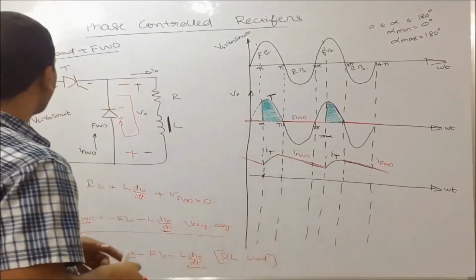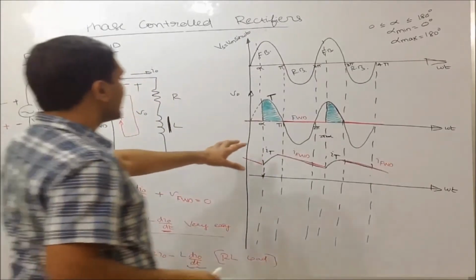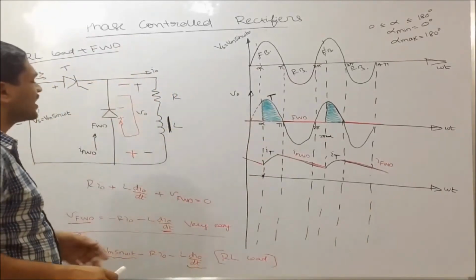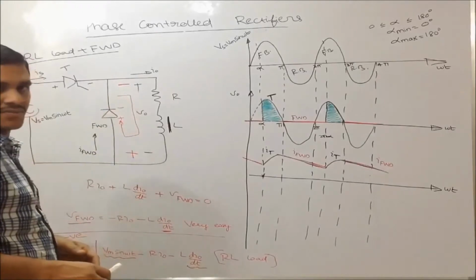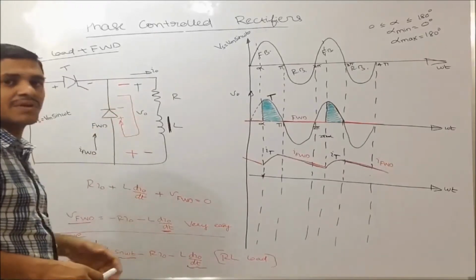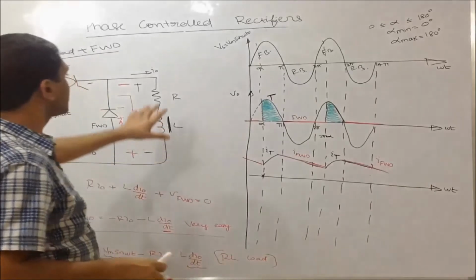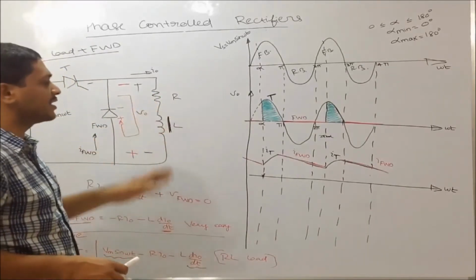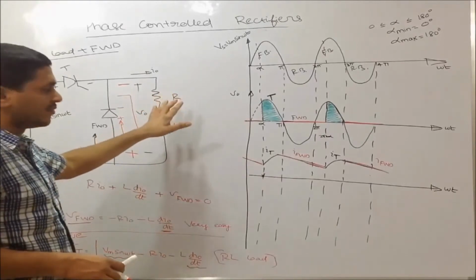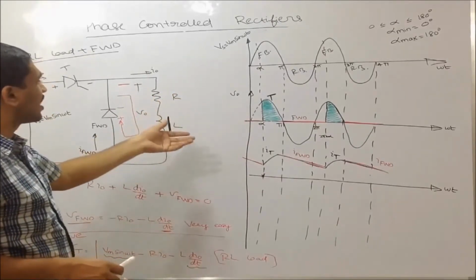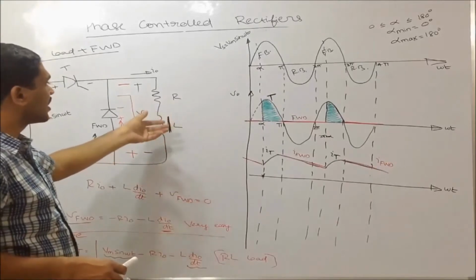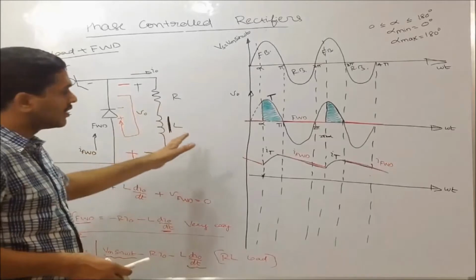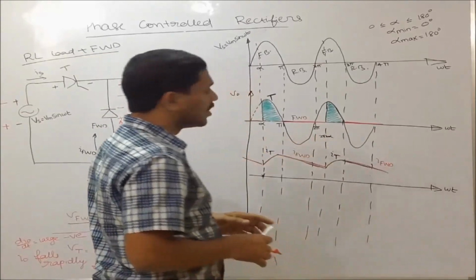The beauty of this freewheeling diode is that it maintains constant current through the load. Many times we need constant current. Let us suppose we have some drive. Drive means RL load, and there also inductance does the same thing. Here we have not shown the E, but in case of an RL load, E will be there. There also the same thing happens. The inductance maintains constant current to the load.